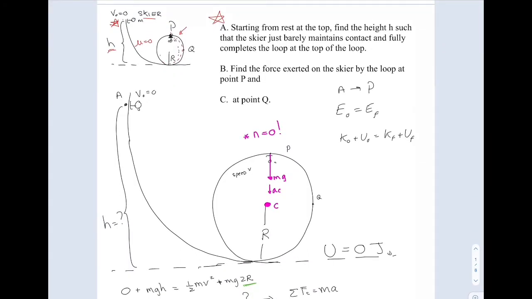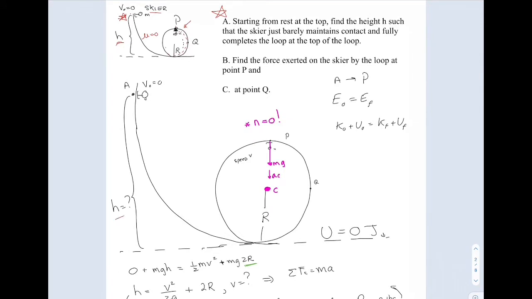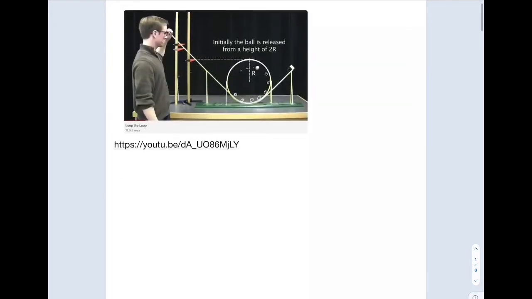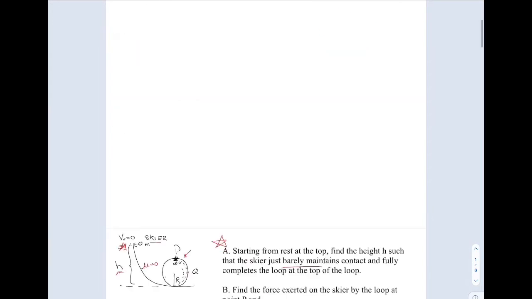So I'm trying to find this height such that when the skier starts from rest, they just barely maintain contact and fully complete the loop. So the video we saw showed that the skier has to go around and just barely maintain contact, and we found from the previous chapters in Newton's laws that this meant that the normal force at the top has to be 0. And then they fully complete the loop.